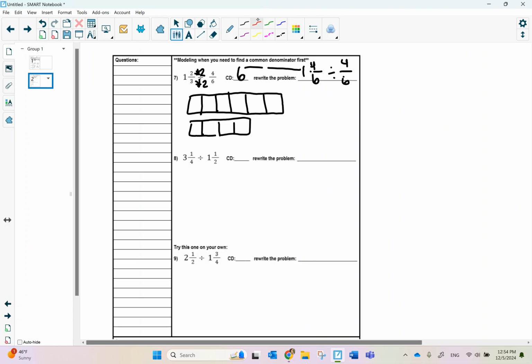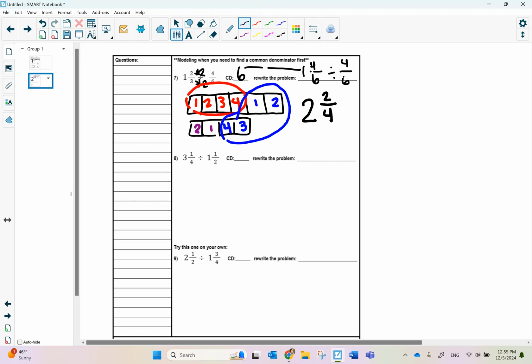We are making groups of 4 sixths. So we say 1 sixth, 2 sixths, 3 sixths, 4 sixths. That's a group. 1 sixth, 2 sixths, 3 sixths, 4 sixths. That is a group. 1 sixth, 2 sixths. How many whole groups can we make? We can make 2 whole groups, and then we have 2 boxes left out of the 4 that we need to make a group. You could technically simplify this answer to 2.5 as well. It would be the same thing.